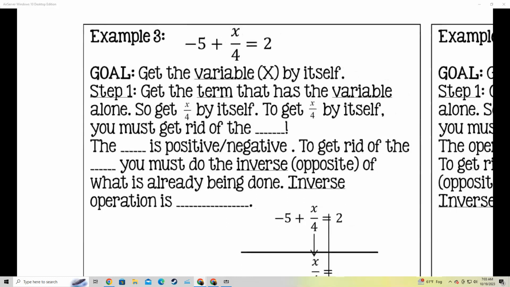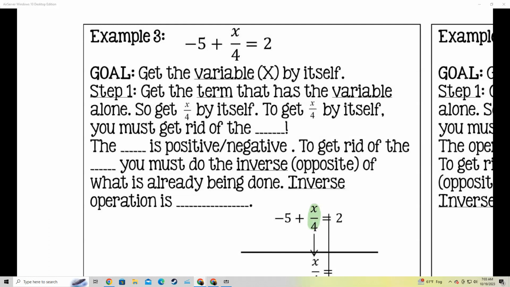Example 3, I got negative 5 plus x over 4 equals 2. Our ultimate goal is to get the x by itself. In order for me to do that, step 1 says get the term that has the variable alone. Right now, the term that has the variable is the x over 4. So I want to get x over 4 by itself.